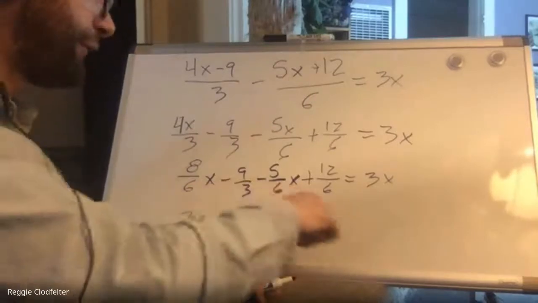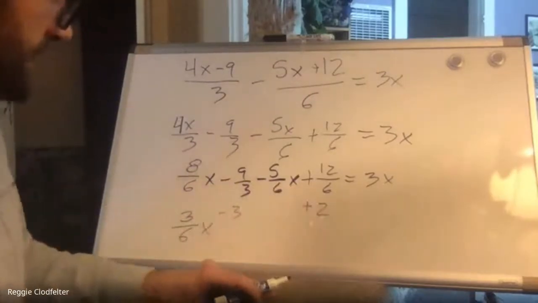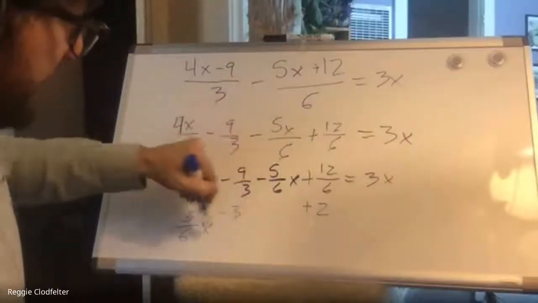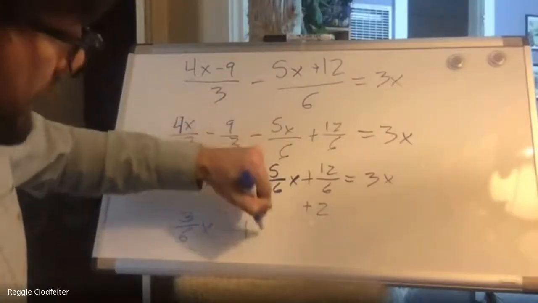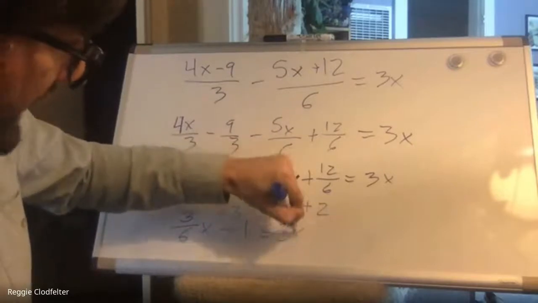So then we have a minus, that would be 3, and a plus 2. What's negative 3 plus 2? Negative 3 plus 2 is negative 1. Negative 1. So I have 3/6x minus 1 equals 3x.